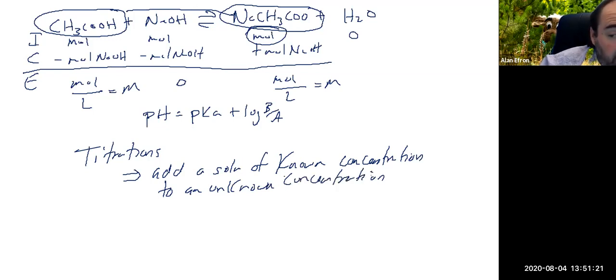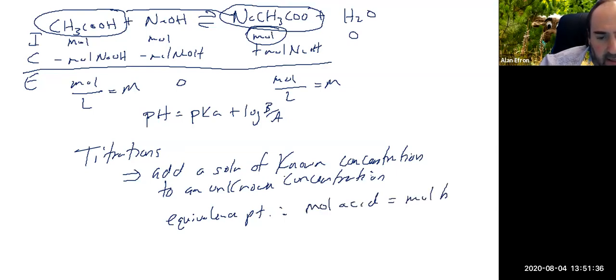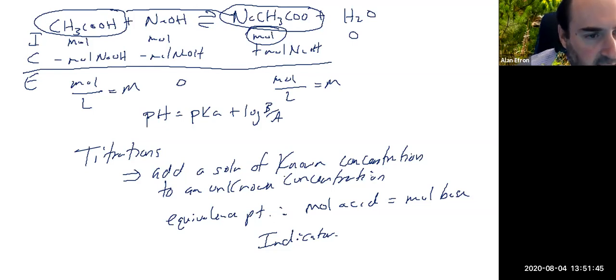And usually we titrate right until we reach what is known as the equivalence point. And the equivalence point in an acid-base titration is the point where the moles of the acid equals the moles of the base. Usually we use an indicator to help us decide when we should stop our titration, which is sometimes referred to as the end point of the titration.